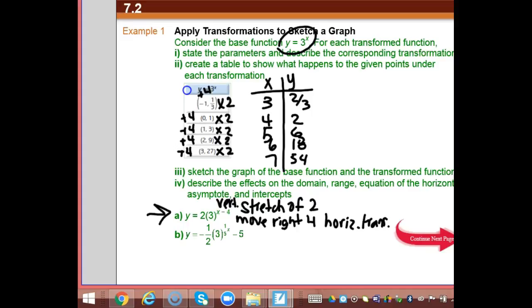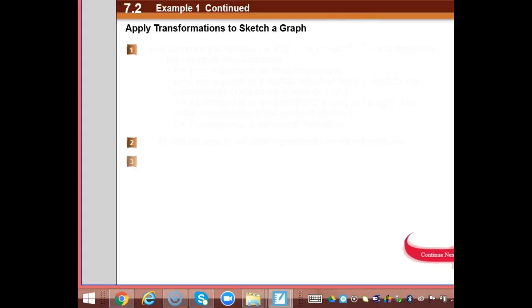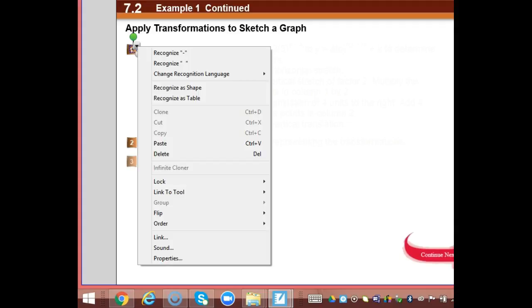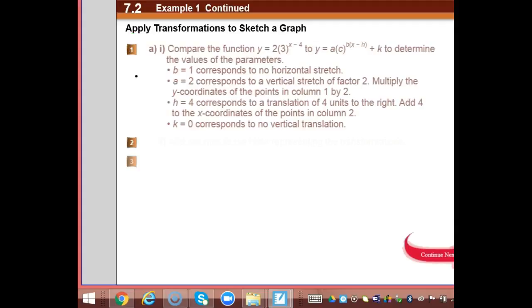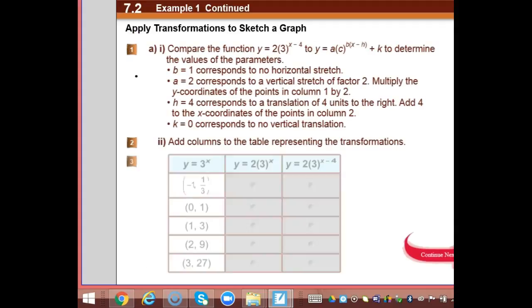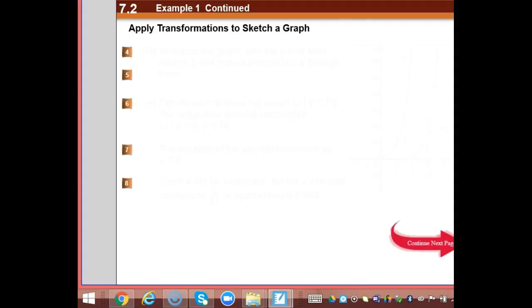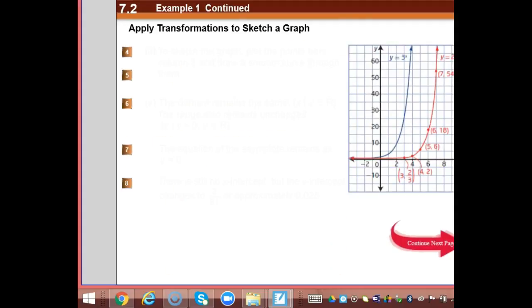I don't know if I will graph it or if they will show a graph, which might be prettier than mine. Where are you, graph? There we go. So these are the points that we found: 3, 2/3, 4 and 2, and the red picture is the one that's transformed over.